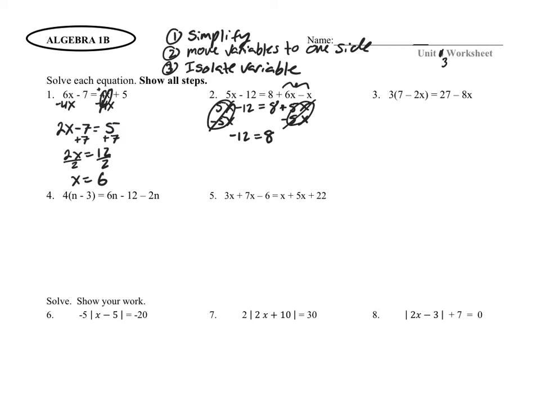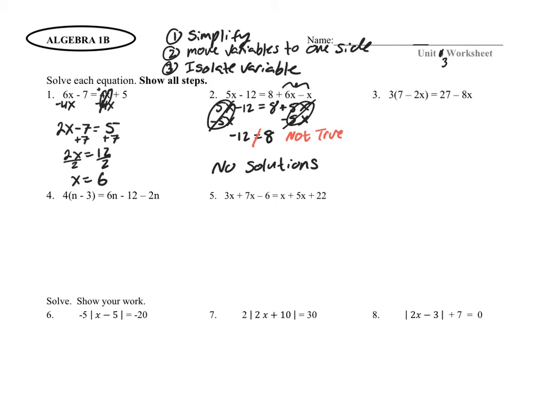Now, that's not a true statement, right? Negative 12 does not equal 8. So I'm going to put a little slash there and say that this is not true, or this is false. Whenever this happens, this is telling us that there are no solutions to this equation. No solutions. So basically, no matter what number I would pick for x, if I would substitute it in, none of them will work.